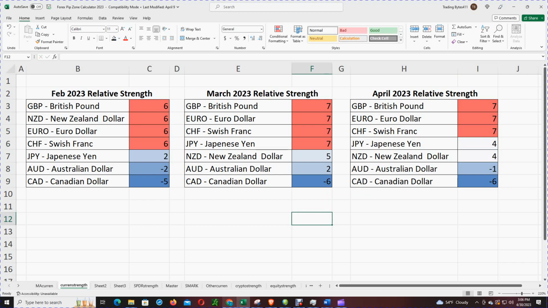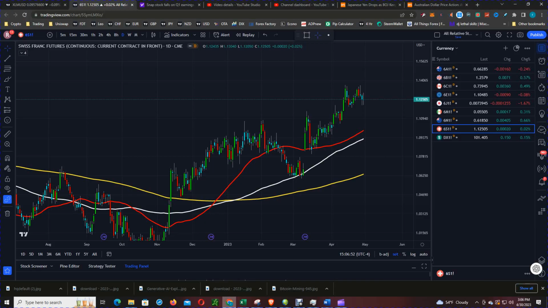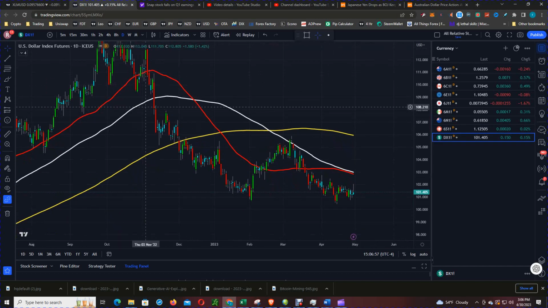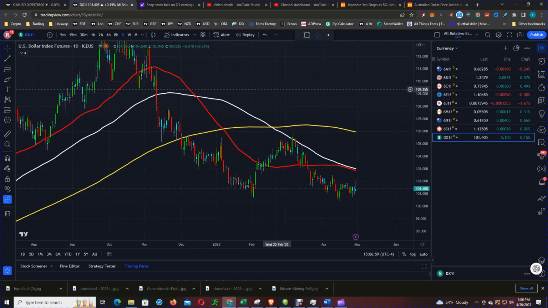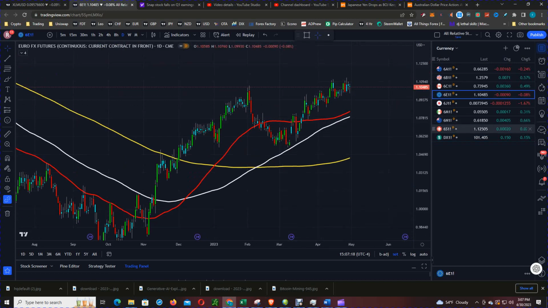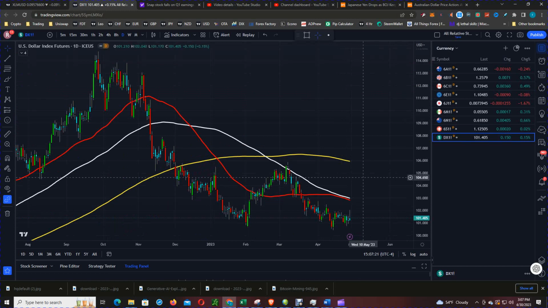Now the reason why I don't include the dollar is because the dollar is the world currency, and there's a basket of currencies that trade against the dollar. As an example, roughly 2/3 of that basket is the euro. So typically, if the euro is bullish, the dollar is bearish.